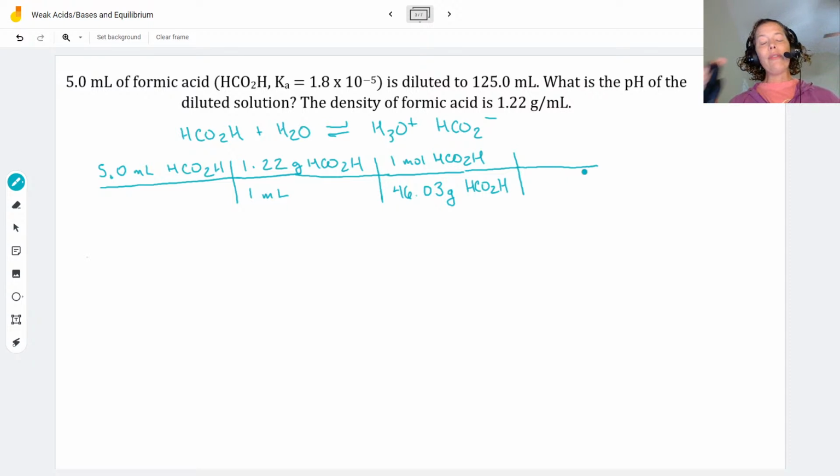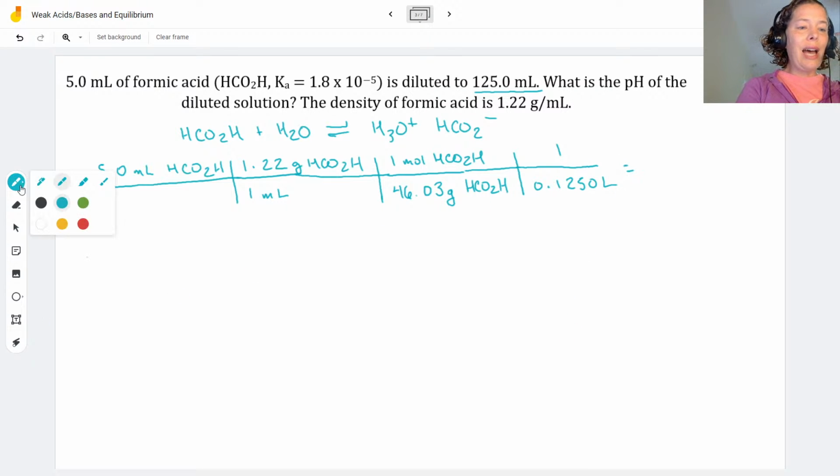Okay, so I've converted now to moles of formic acid. Again, how do I get concentration? I have moles. I divide it by my liters of solution. Well, how much solution do I have? The problem told me. I've diluted it to 125 milliliters of solution. Of course, molarity is per liter, so I could put this in, but I trust you know where this is coming from, liters, and if you want, you can put a 1 up here.